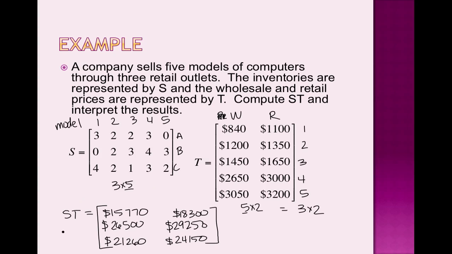Okay, so now that we have all of our entries, what does this tell us? That's what we're wanting to find out by interpreting the results. This is telling us about our retail outlets A, B, and C, and the inventories that they have for wholesale and retail. So this is giving us the total inventories for their wholesale computers and their retail computers based on the inventories that they had here. It added up everything that they had for wholesale and retail for the different stores. So that's how we would interpret the results.